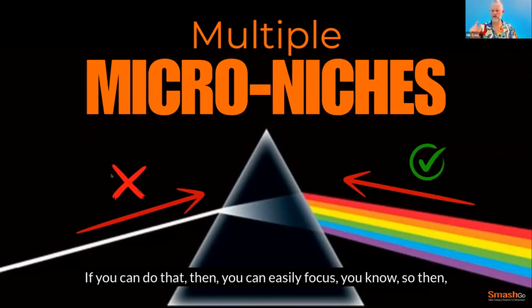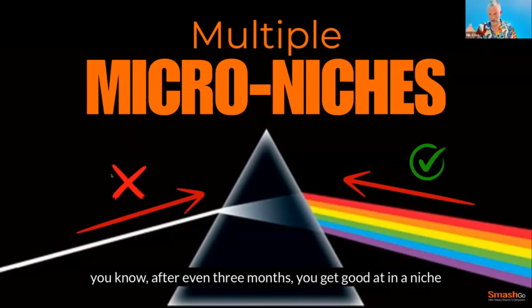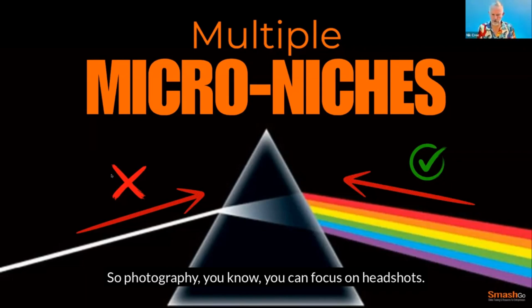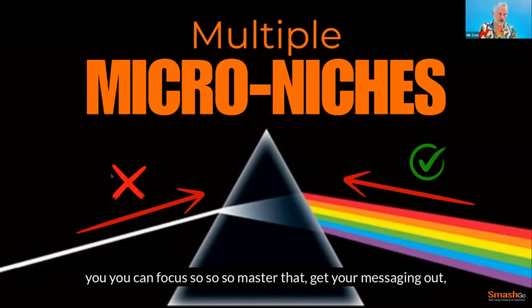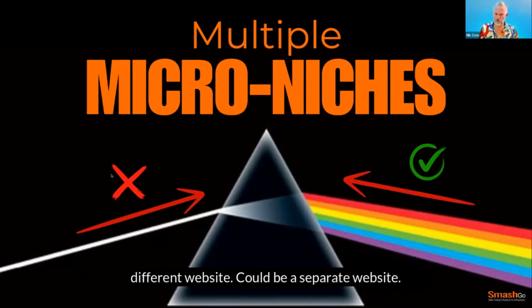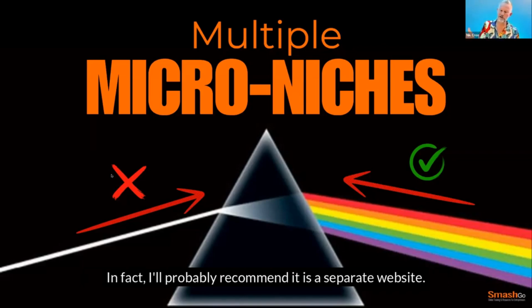If you can do that, then after even 3 months, you get good in a niche in 3 months, you can bring on another sub niche in the next 3 months. So photography, you can focus on headshots. So master that, get your messaging out for that, so you're attracting clients. Then it could be a separate website. In fact, I'd probably recommend it is a separate website.